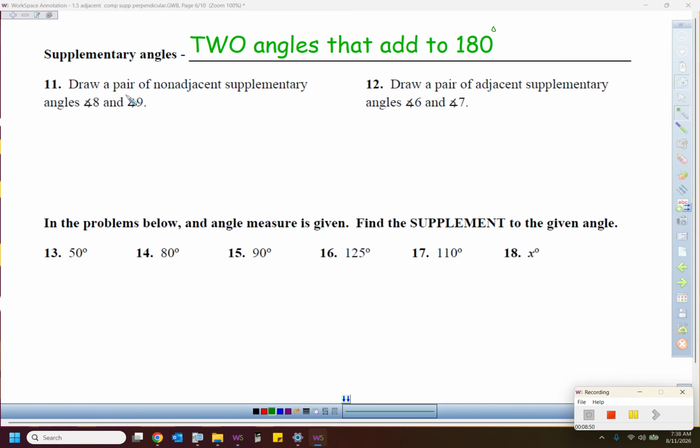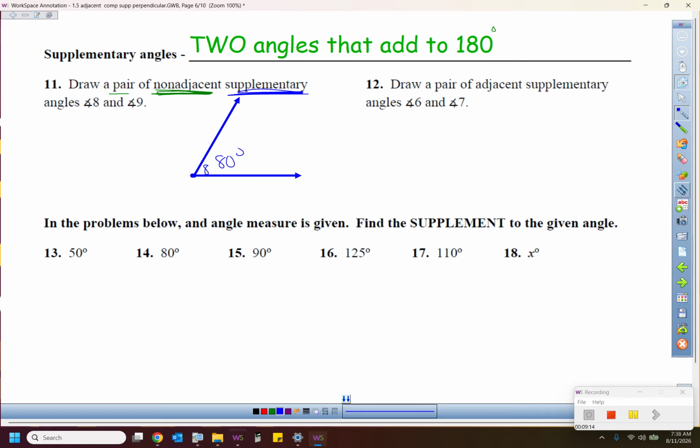So here they ask us to draw a pair, that means two, of non-adjacent, so they're not going to touch each other, supplementary, they got to add up to be 180. Angles 8 and 9. So I will do this. And if this guy right here, let's just call him 80 degrees. So we'll call him angle 8.